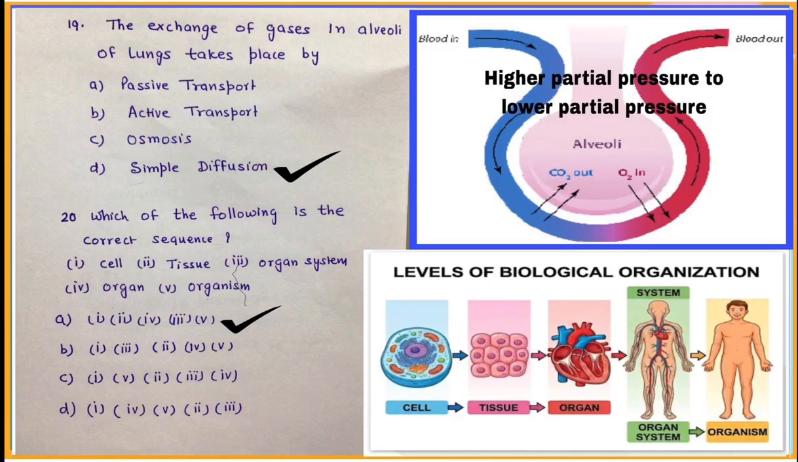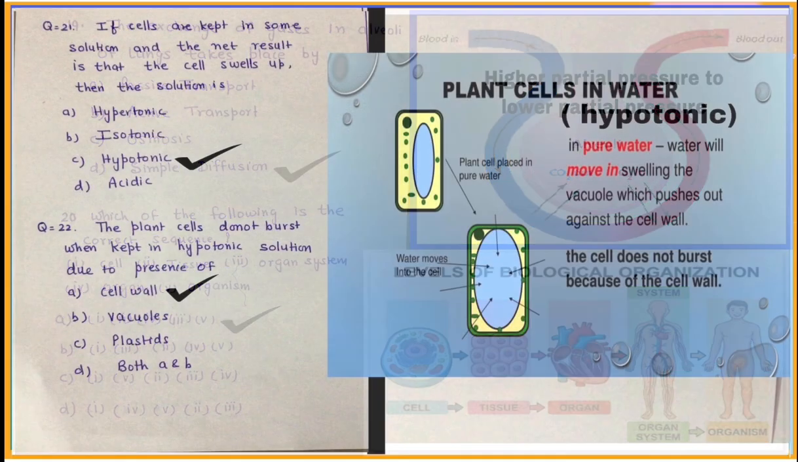Question number 20. Which of the following is the correct sequence? See the levels of biological organization. Cells together they form tissues. Tissues together they form organs. Organs form organ system, and then the organism. So correct sequence is cells, tissues, organs, organ system and organism. It is given in choice number A. So here choice A is the correct answer.